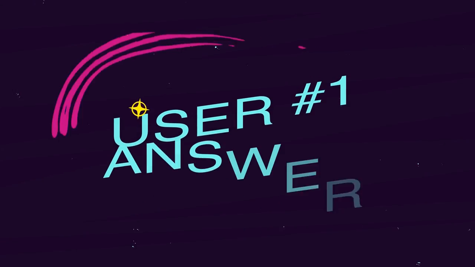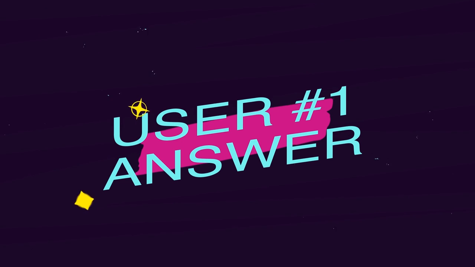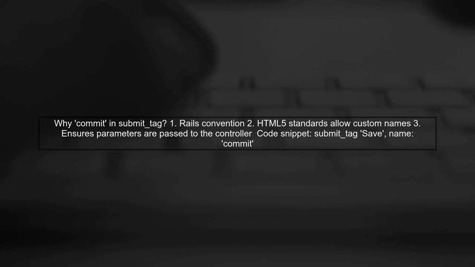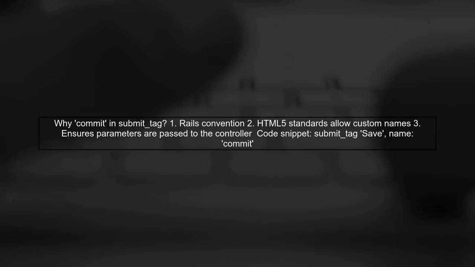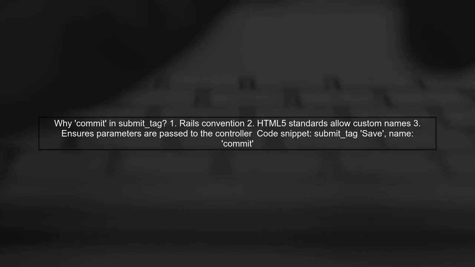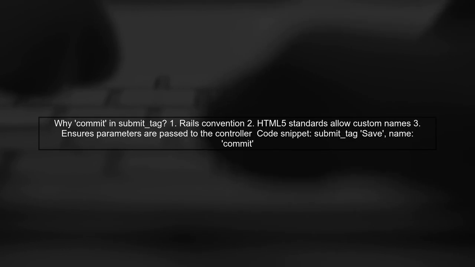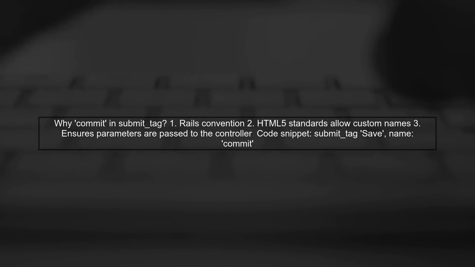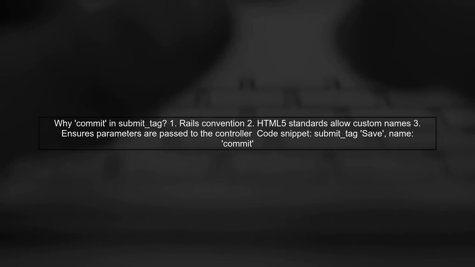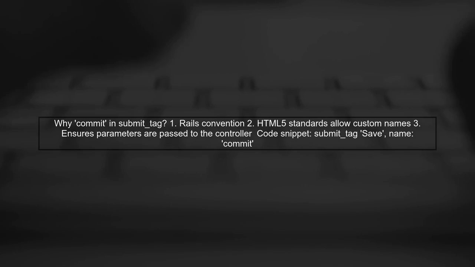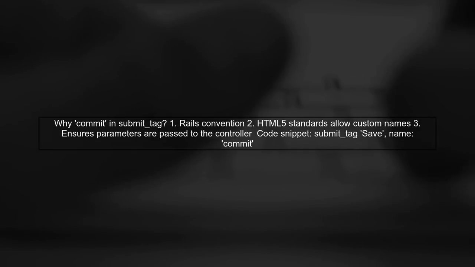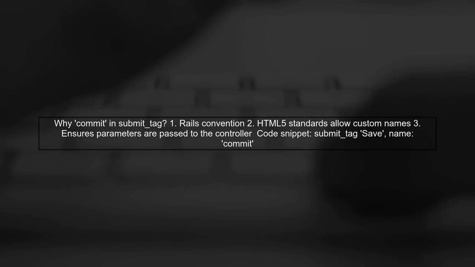Let's now look at a user-suggested answer. In Rails, the submit tag generates a name property set to commit. This aligns with HTML5 standards, allowing you to define your own name attributes. The commit name ensures that a parameter is passed when the form is submitted, which can be useful for handling specific actions in your controller.